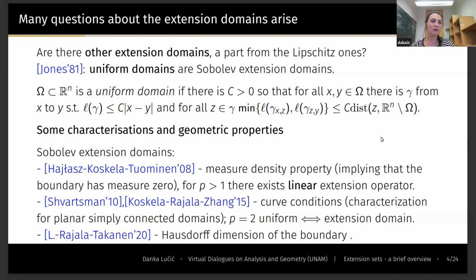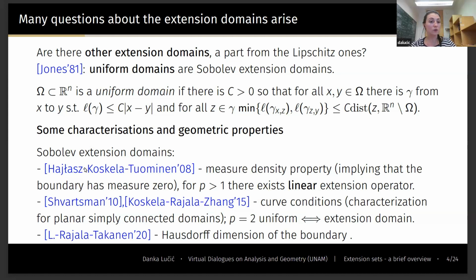Okay, if you want to think about a domain which is not uniform, you can imagine an infinite cylinder, for instance. It can easily be seen that it is not a uniform domain. But we will see in a couple of slides also some bounded domains which are not uniform. After we discovered that there are many extension domains, people started to study their characterizations and some geometric properties, and the literature is really vast. So I am selecting here only some of the results that are maybe nice to mention.